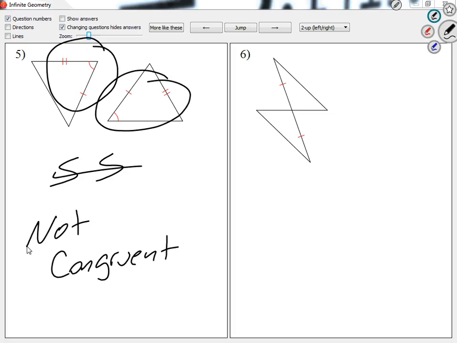I was asked for 8 and 6. Let me do 6 just because it's there, then I'll do 8. I can mark those angles. I notice that each triangle only has 2 markings, but I need 3. So 2 is not enough, so not congruent. Remember, each triangle needs to have 3 markings.